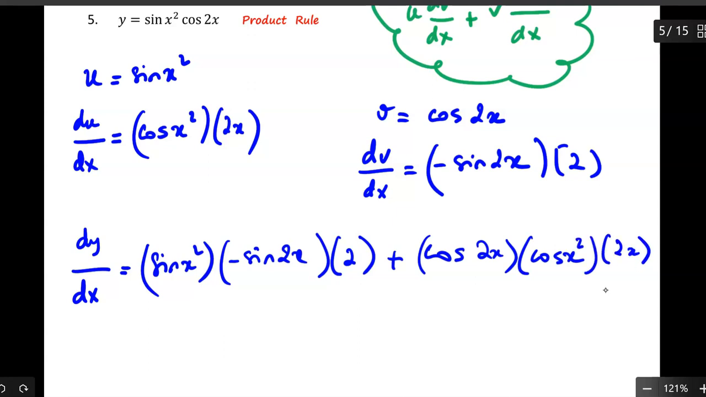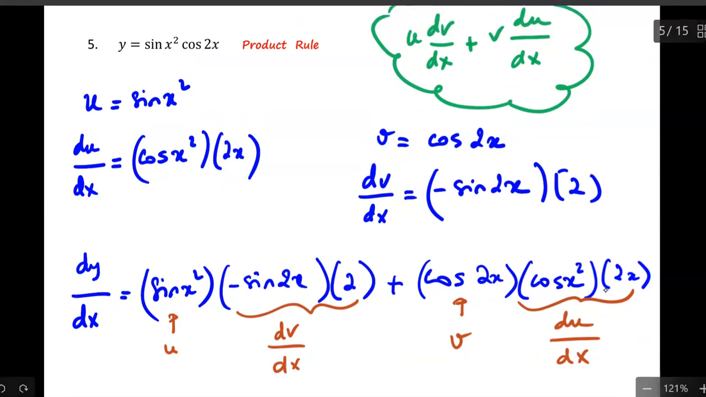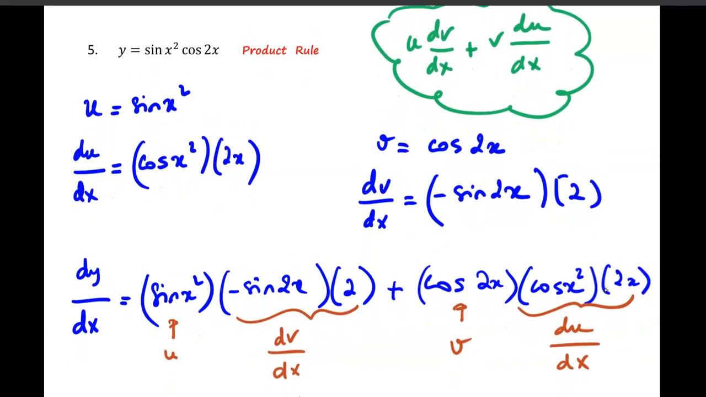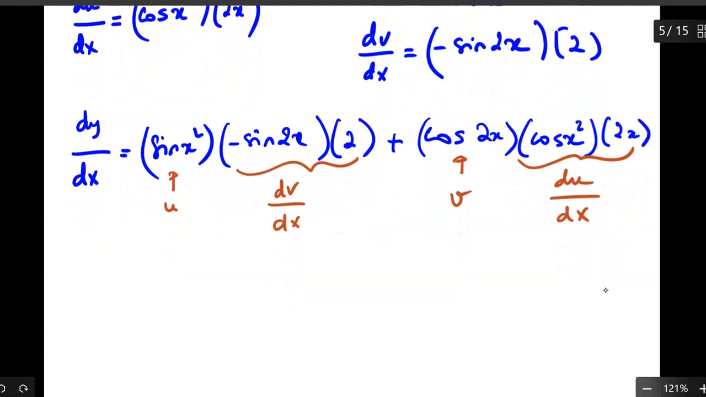So I'm going to list everything for everyone. Down here, I will write this one as u, this one as the derivative of v as a function of x, this one here is v, and this one here is the derivative of u as a function of x. And I just apply the product rule here: u dv over dx plus v times du over dx. So in the end, all you have to do is simplify your answer.